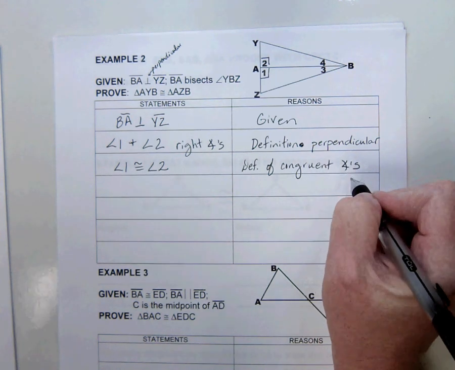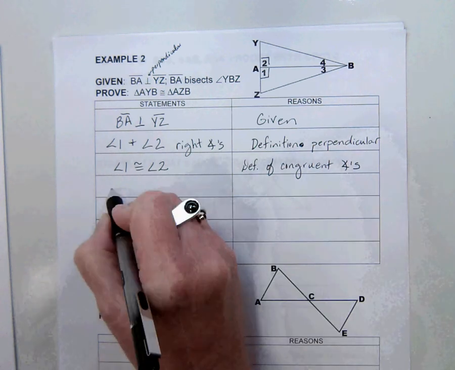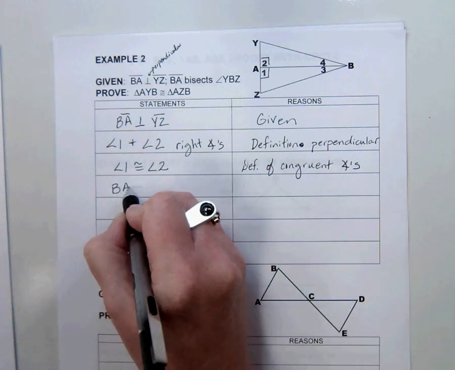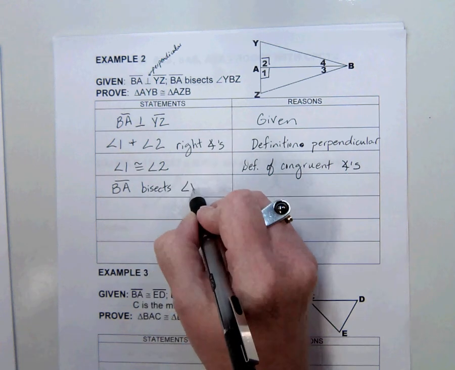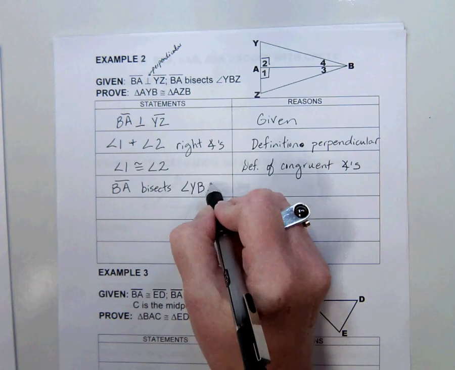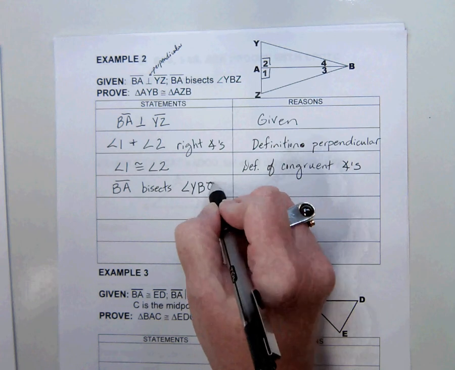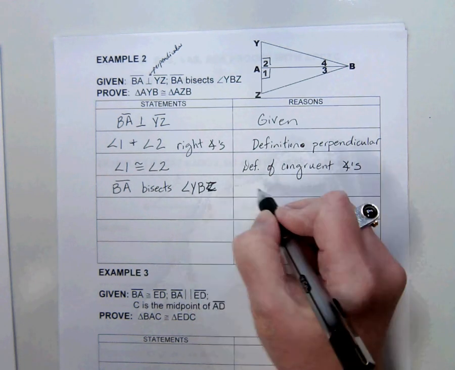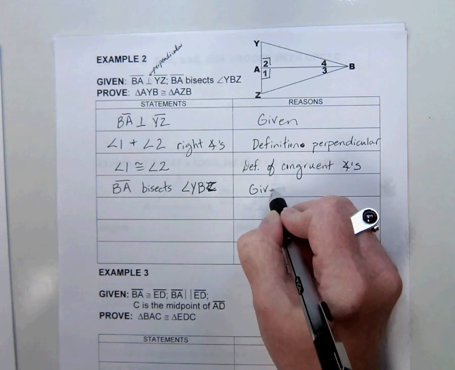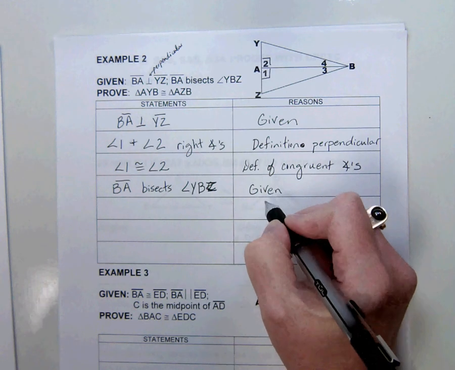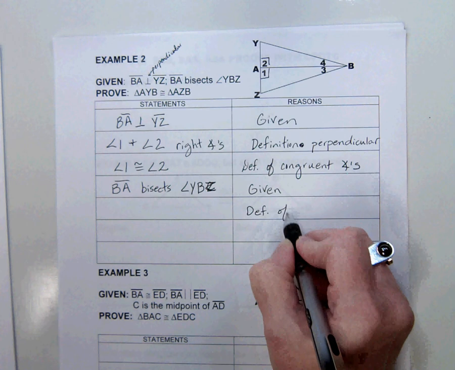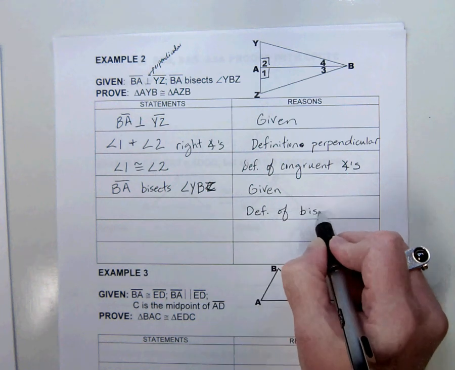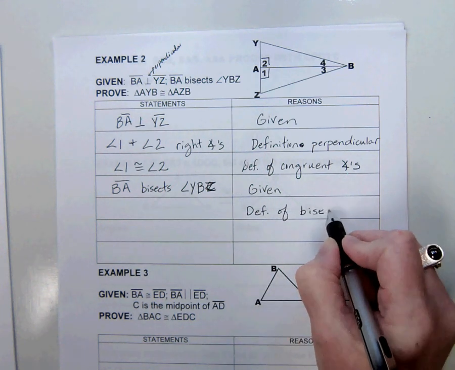Alright, look at the next given. This one is that BA bisects the angle YBZ. That's another given, but because it's using the word bisect, we have to do the definition of bisect. Bisect just means it divides into two equal parts.